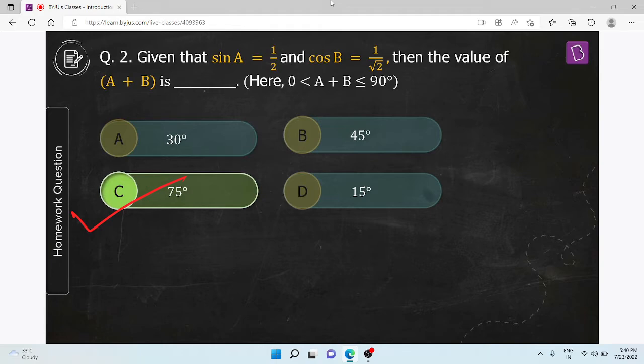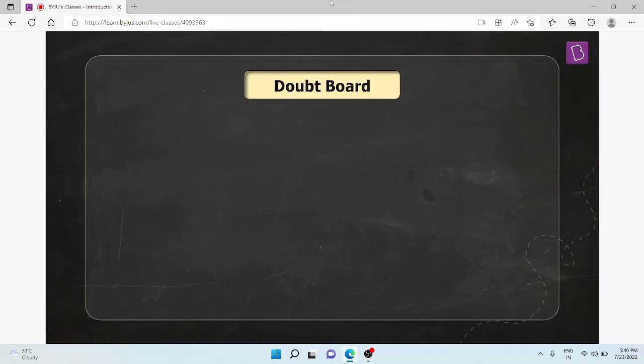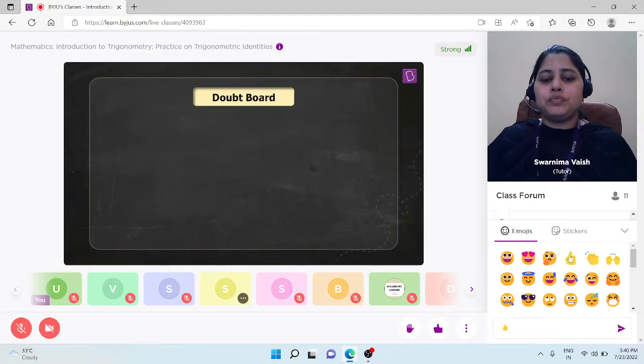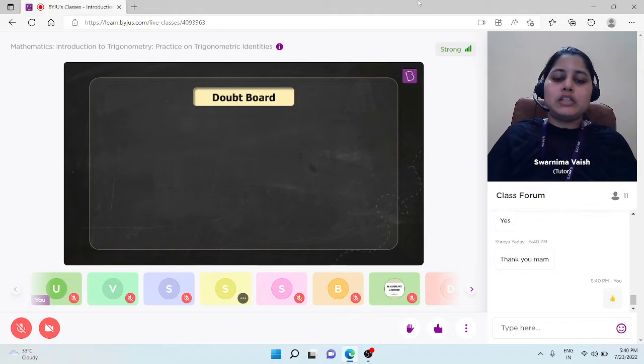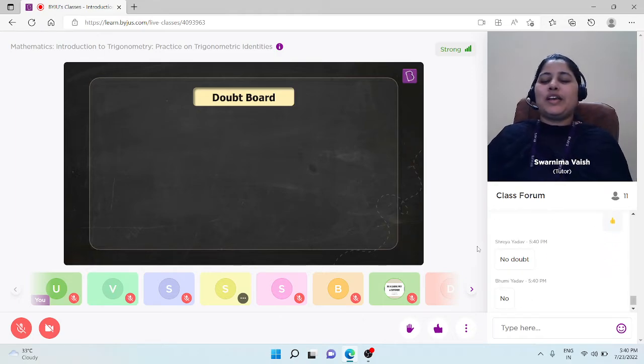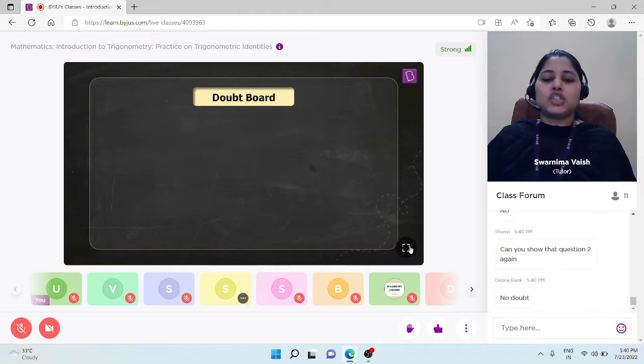So students, these are the homework questions. So it's time for the doubt board now for all of you. Students, if anything you want to ask, you can ask now. Any doubts from this topic? Any doubts, students? Any queries? Thank you so much, Utkarsh. Thank you so much, Shreya. Okay, welcome, Shreya. Okay, so students, if there is no doubt, then let's start our today's session then.